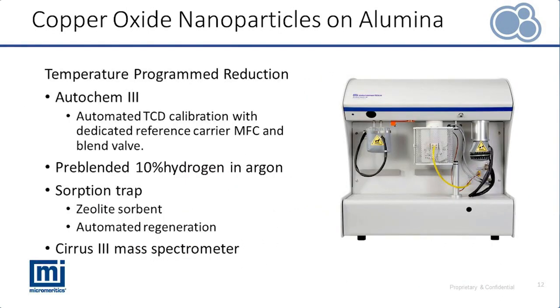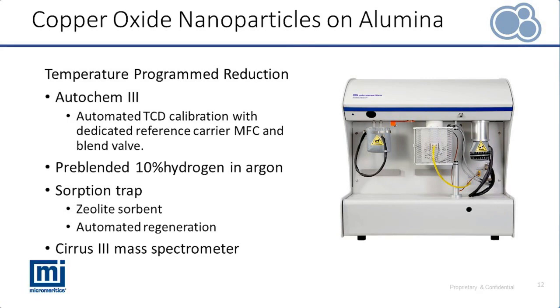For the temperature programmed reduction study of copper oxide nanoparticles on alumina support, the AutoChem 3 was used. Several key factors here, as I mentioned earlier: a dedicated reference mass flow controller for the reference side of the TCD, along with a blend valve that can dilute the carrier stream concentrations to automatically do TCD calibrations.